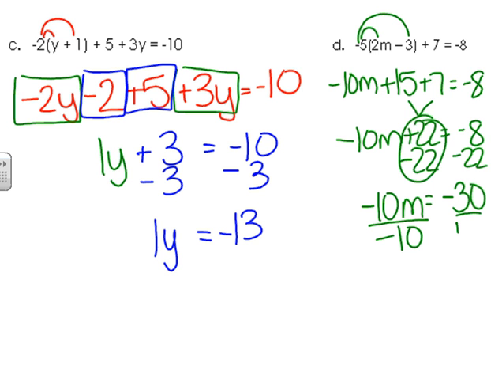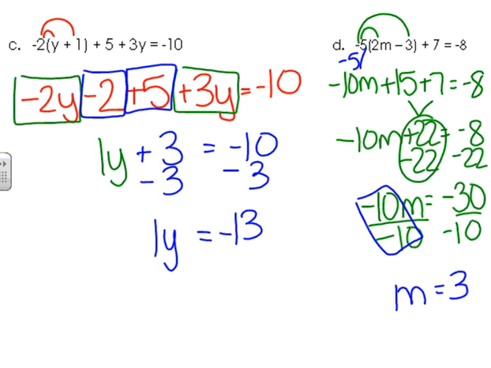Divide by negative 10. Negative 10 divided by negative 10 is 1, so you get 1m. Negative divided by negative is a positive. So we get m equals 3 as the answer. Again, go back, plug it in, and check it.